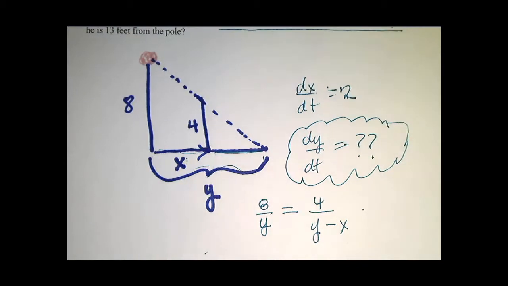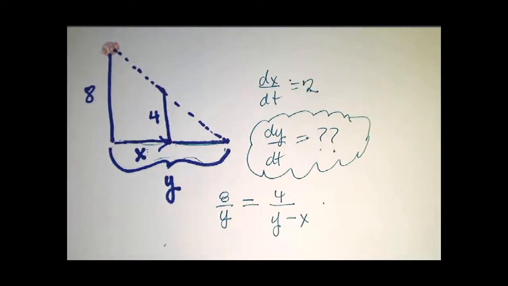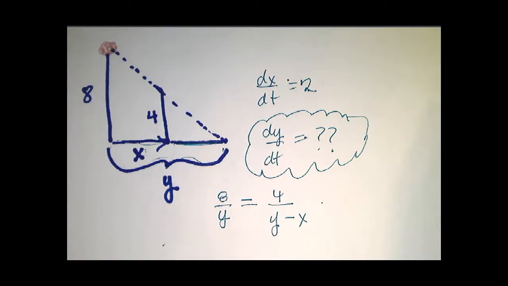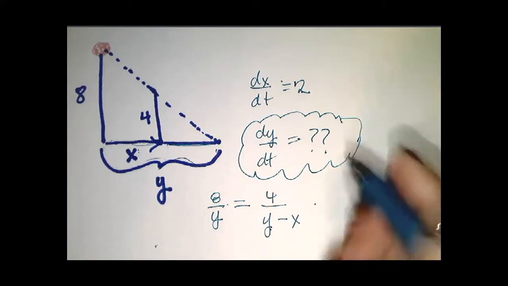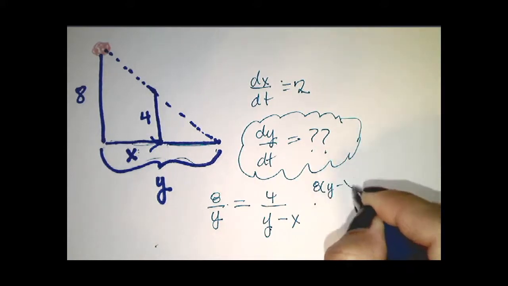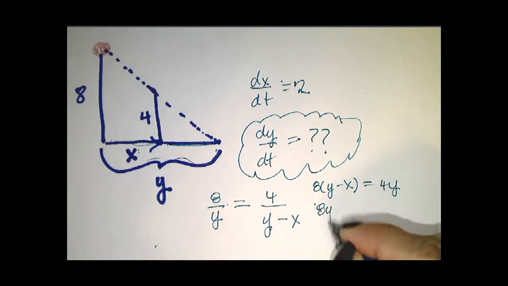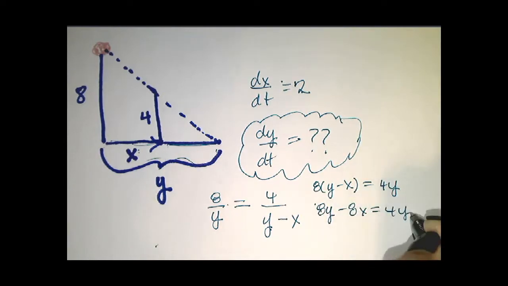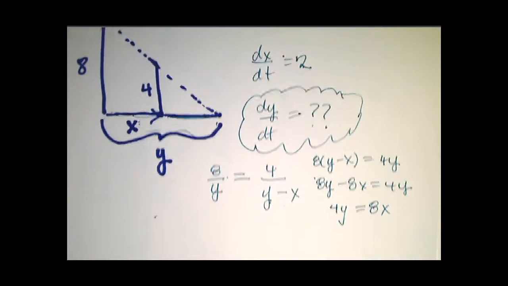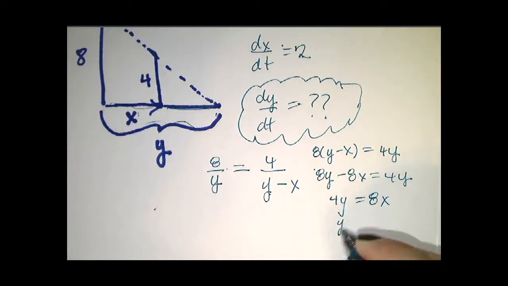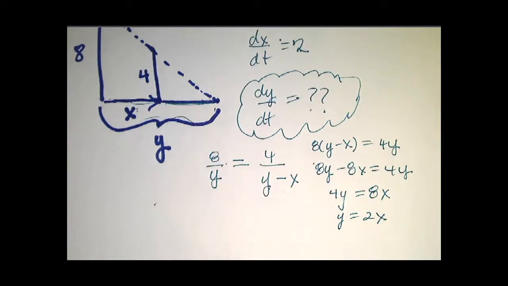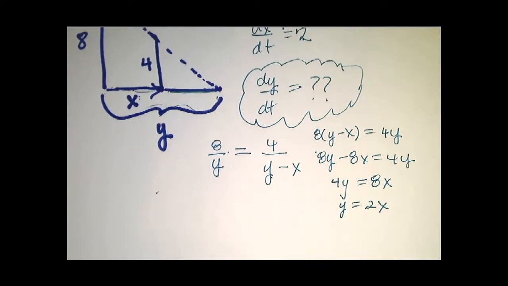So our next step is to apply the calculus and take the derivative of both sides with respect to t. However, before I do that, I am going to simplify by first getting rid of this fraction. So I can write this as 8 times (y minus x) equals 4y. And I can even go further and group all my y's on one side and my x's on the other. So this is 8y minus 8x equals 4y, or 4y equals 8x, or y equals 2x.